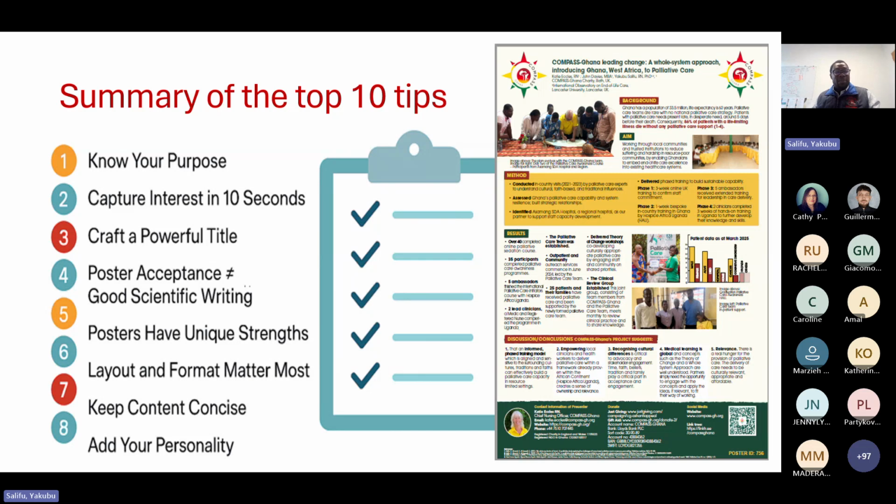So just to summarize, know the purpose of your presentation, know your audience well, try to capture their interest within the shortest possible time, either through the title, the design, the layout. And posters have a unique strength such that you are available to provide more explanation, unlike a manuscript that you've published in a journal. So do stand by the poster.